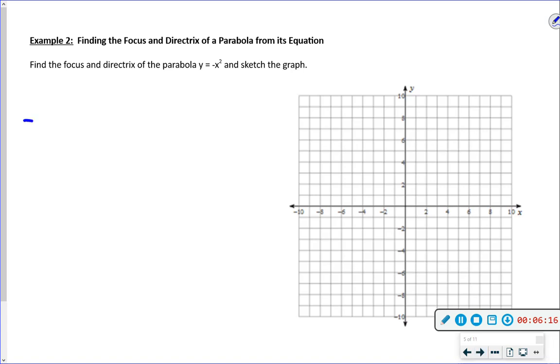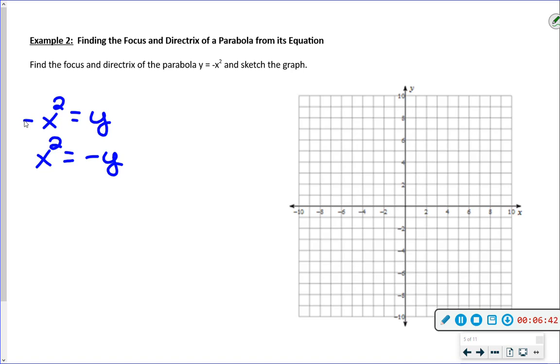Okay. And of course, I don't want a negative here. I'm going to switch the signs. So that first step is just getting my equation in standard form. Next. How is it going to open? Up or down? Trust your gut. Look at your coefficient. Down. The negative is going to tell you down.